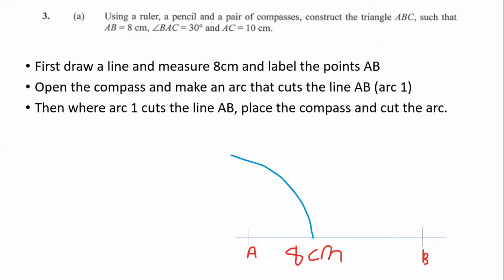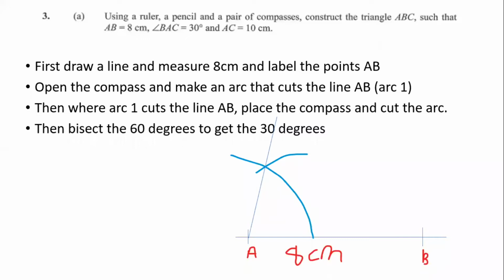Then where arc 1 cuts the line AB, we place the compass and cut this original arc. So we're placing the compass here to cut arc 1. Where arc 2 cuts arc 1, this would have been a perfectly constructed 60 degrees angle. Then we bisect the 60 degrees to get the 30 degrees angle.